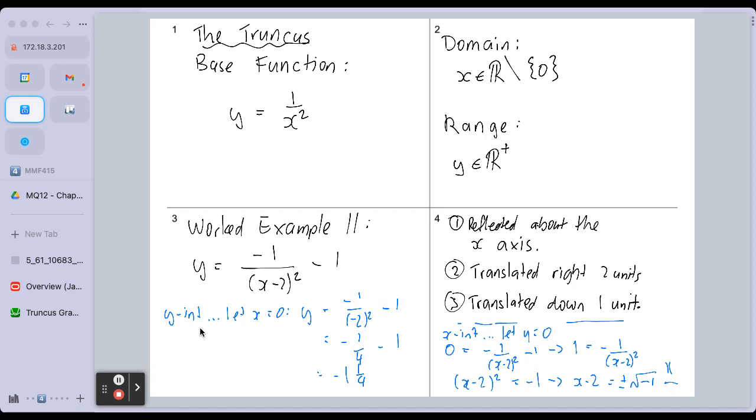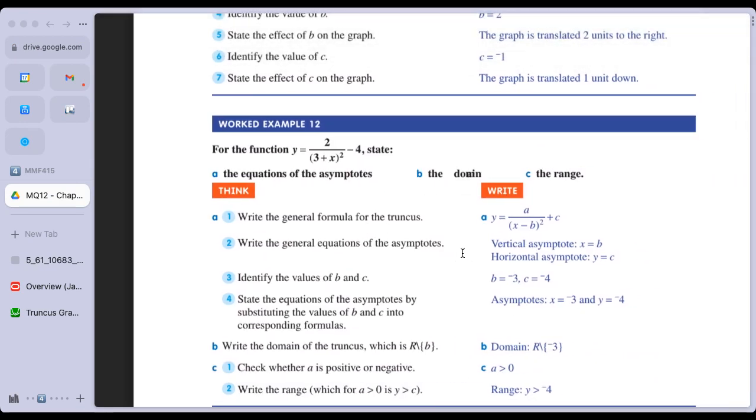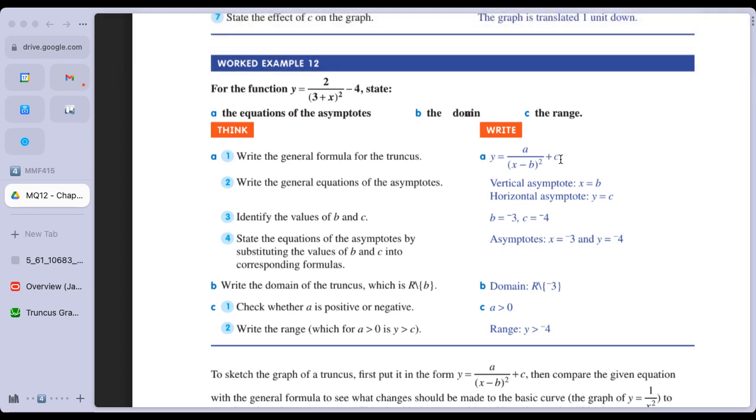The other two worked examples, I'm only just going to do verbally by looking at the screen, looking at the textbook. So worked example 12 just says, for the function y equals 2 on x plus 2 all squared minus 4, state this. Now, I kind of feel like they overblow it really in the textbook. Like they make you write the general formula for the truncus first with all the possible transformations. And then they sort of do this kind of stuff, and then they kind of do it again.